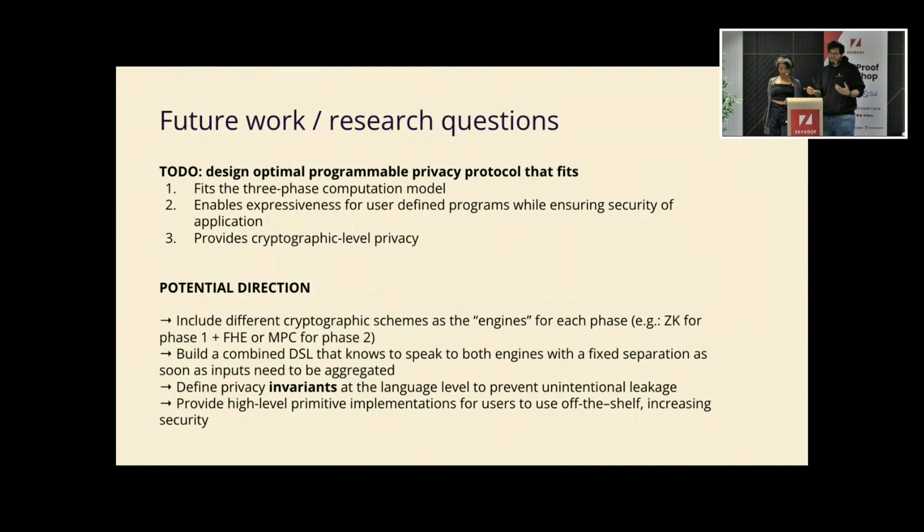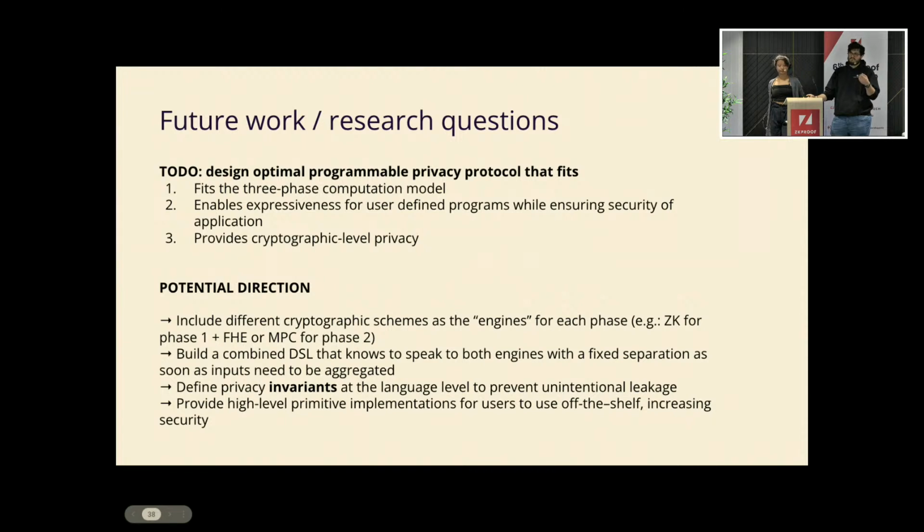And then we want to build potentially a combined DSL. What we mean by that is that it can speak the language of both engines, right? The cryptographic engines. And so you create a separation where whenever you're doing independent inputs, you need to define the actors, etc., it knows how to map that into its corresponding ZK circuit as a compiler, and whenever you're talking multiple inputs and aggregation, it knows how to talk the FHE language, right?